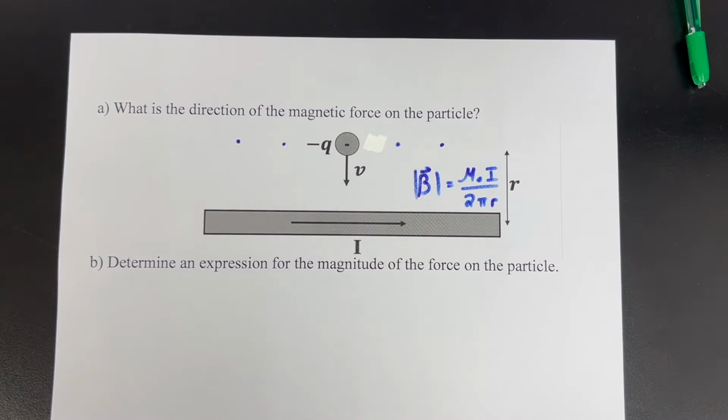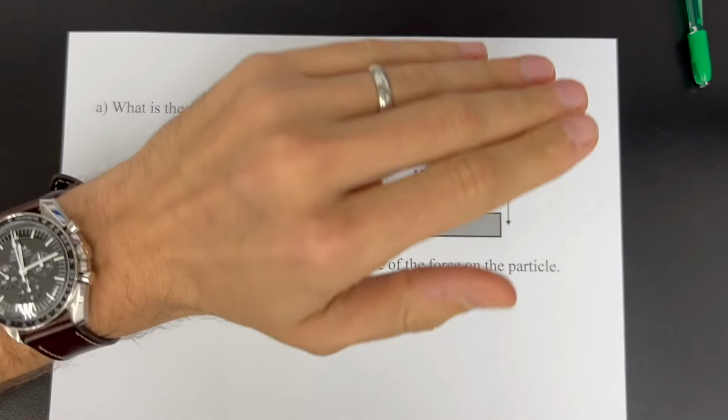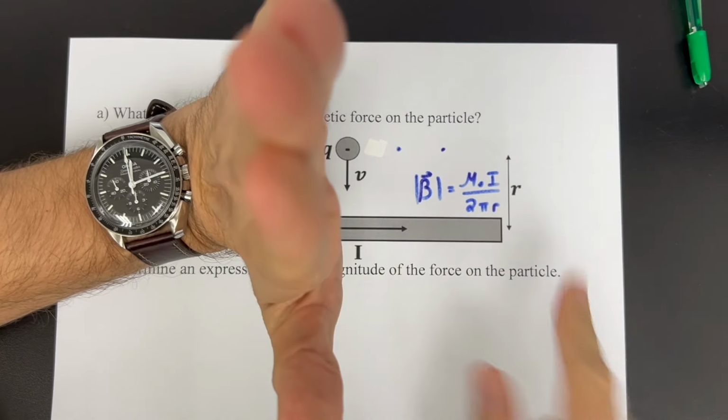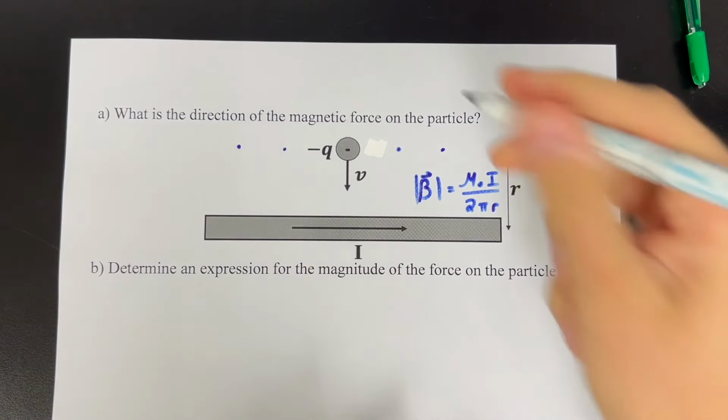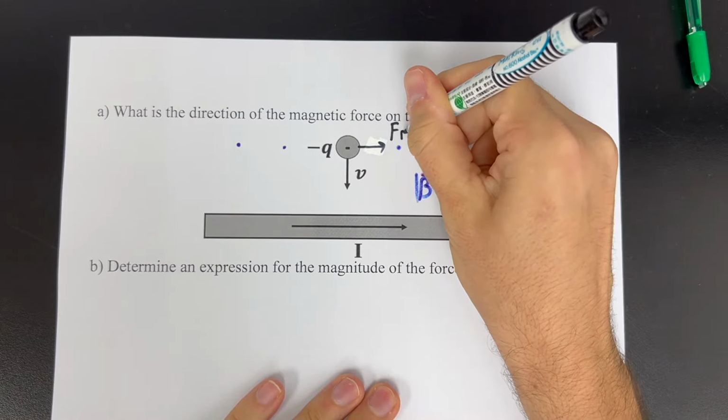And then to find the direction of the force, since it's a negative charge, I'm going to use the left-hand rule. If I point my fingers on my left hand up, and my thumb down, my palm points to the right. So the magnetic force on this charge will be to the right.